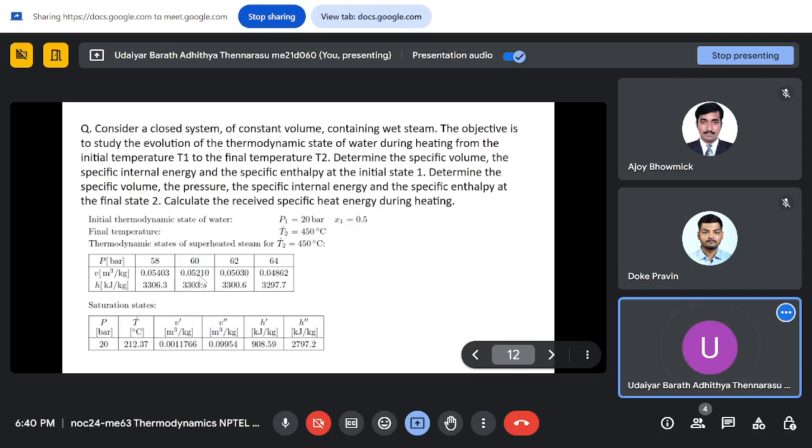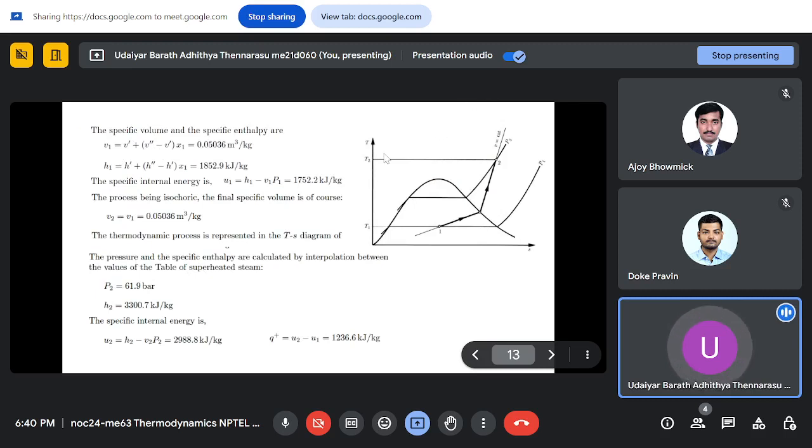It will lie between 60 and 62. At 60 you see 0.05210 and at 62 it is 0.05030. So we need to interpolate using 60 and 62 to find the pressure corresponding to that specific volume. We'll find that the pressure corresponding to 0.05036 meter cube per kg is 61.9 bar.